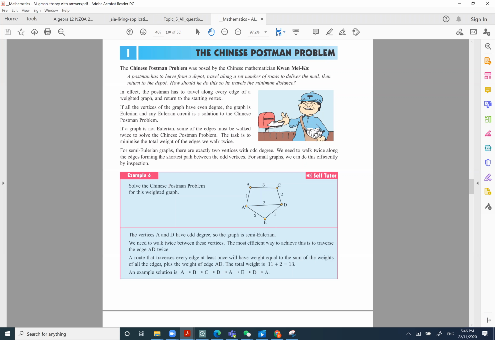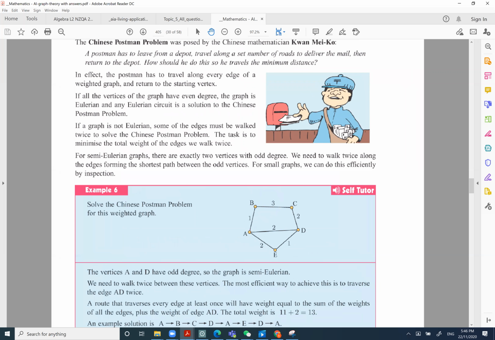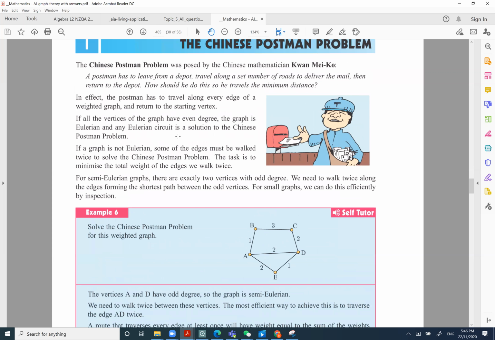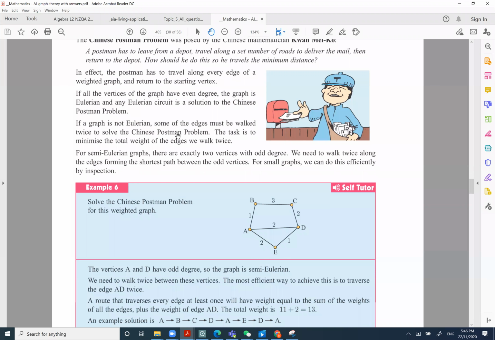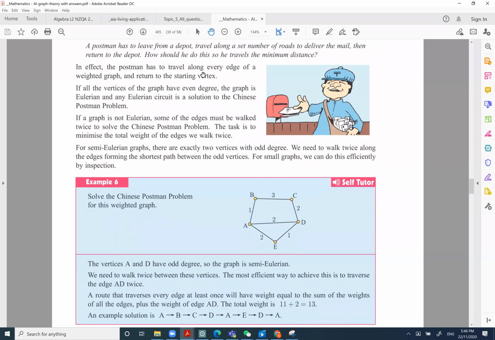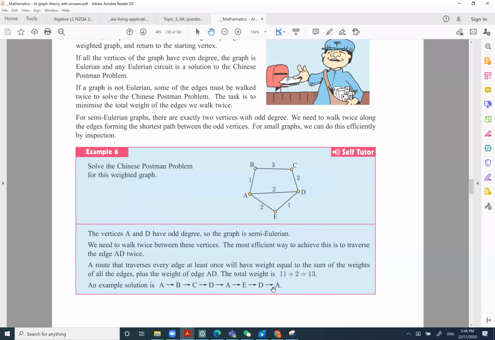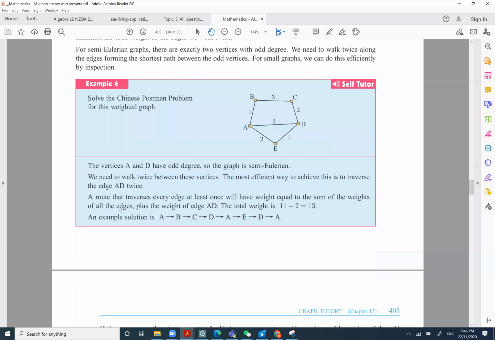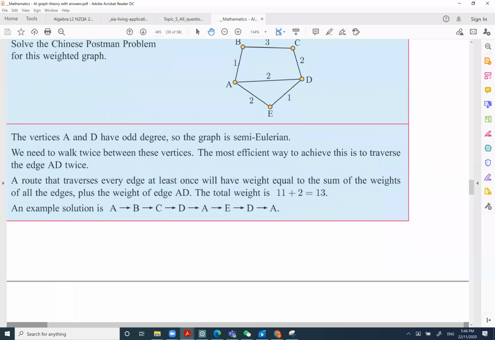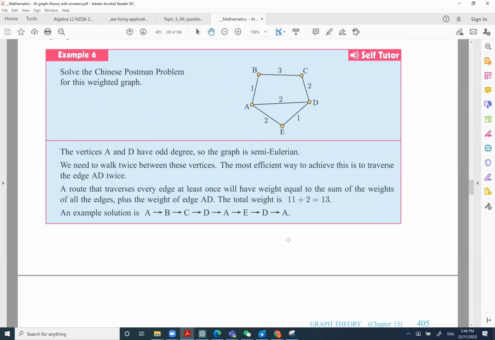Okay. Just double check the idea. You need to travel all the roads, like here. Every edge, back to the original. Okay, that's this one. The number on the edge, you can say it's about distance.